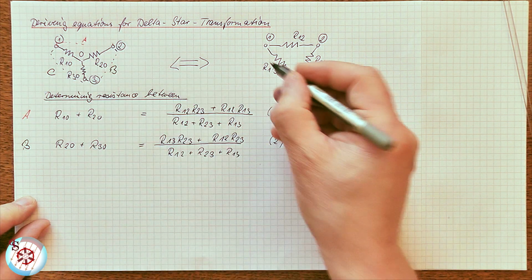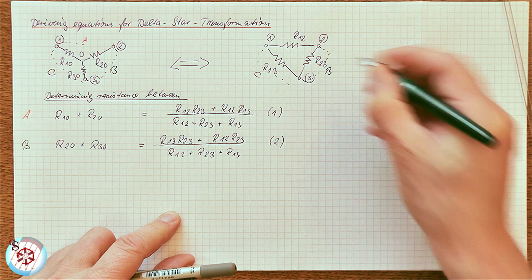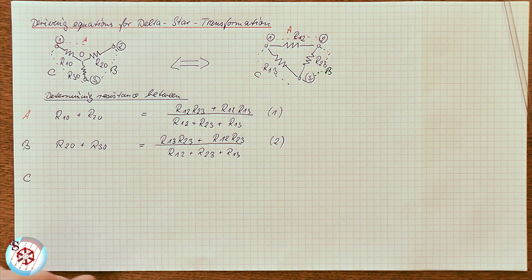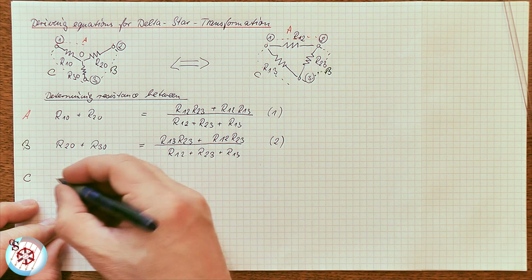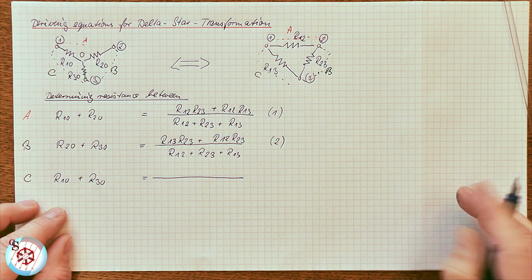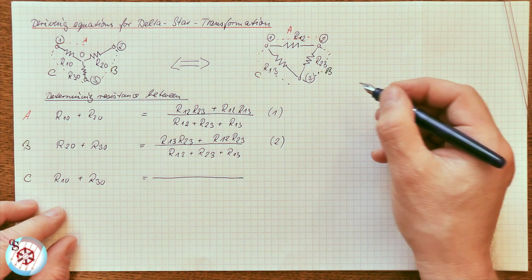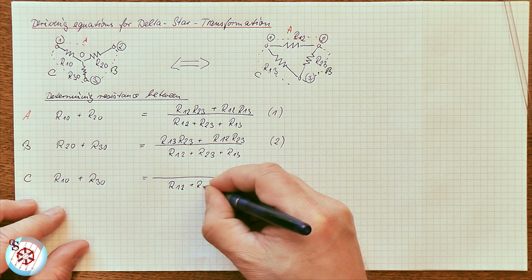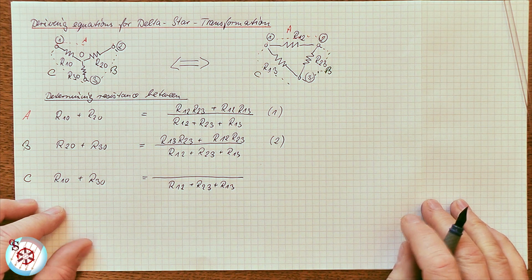So this is C. Of course, this is also C. To make it clear here, that's B. And that's, of course, A. Again, the left side is R10 plus R30. And the right side here, our delta, shows an R13 in parallel with the sum of R12 and R23. And if we put it all in one fraction, it's R12 plus R23 plus R13 as the denominator.